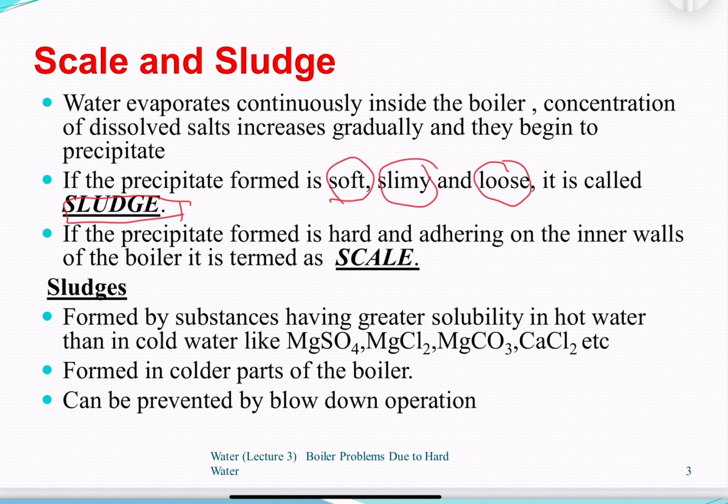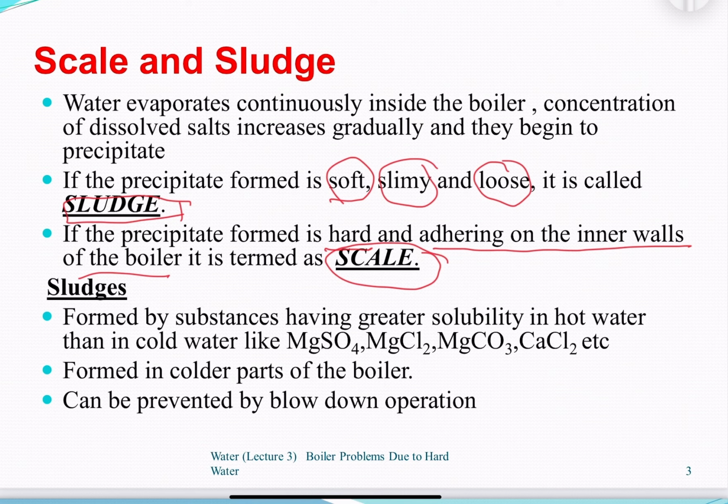Now gradually the precipitate begins to settle down, it becomes hard and it sticks firmly on the inner walls of the boiler. When the precipitate becomes hard and adheres to the inner wall of the boiler, then it is called scale. So basically the difference between scale and sludge is that if the precipitate is soft, slimy and loose, slimy means mucilaginous, then it is called a sludge. And if it is hard and it sticks to the walls of the boiler, then it is called a scale. So now we will study scale and sludge in detail.